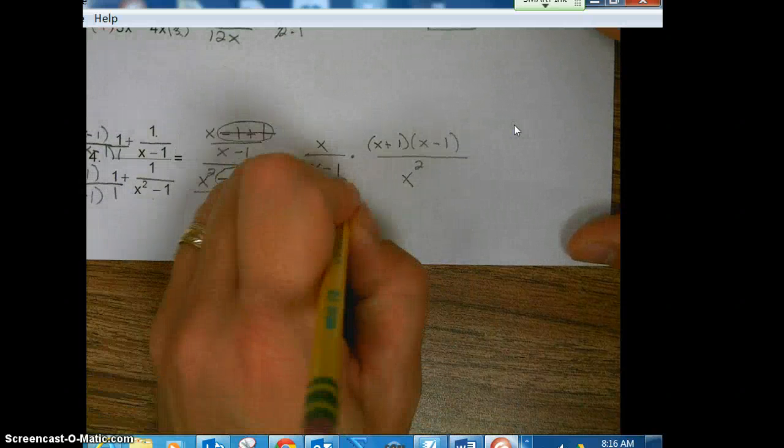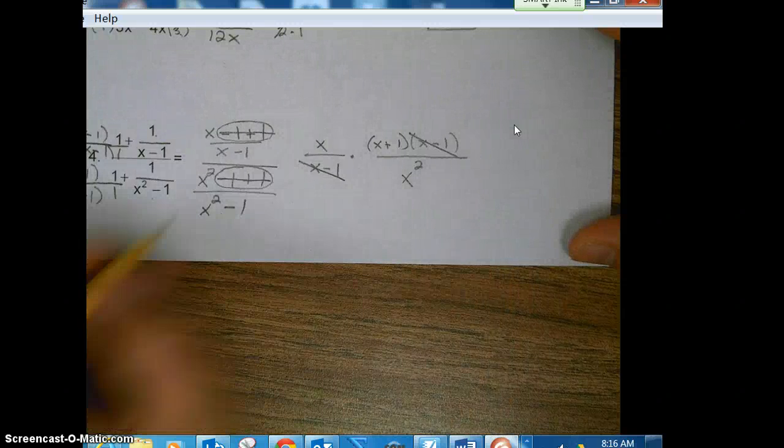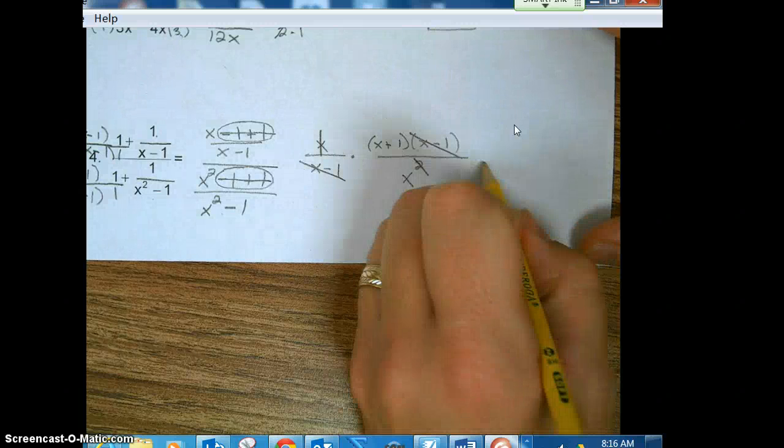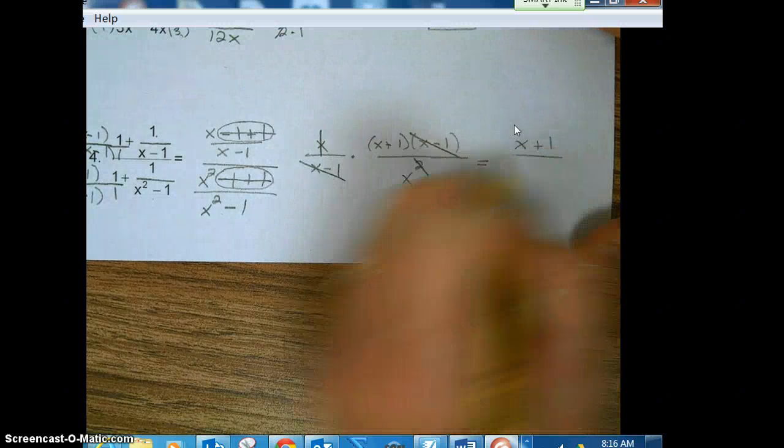stuff here. X minus 1's cancel. This x cancels with one of those x's, so we're left with x plus 1 over x.